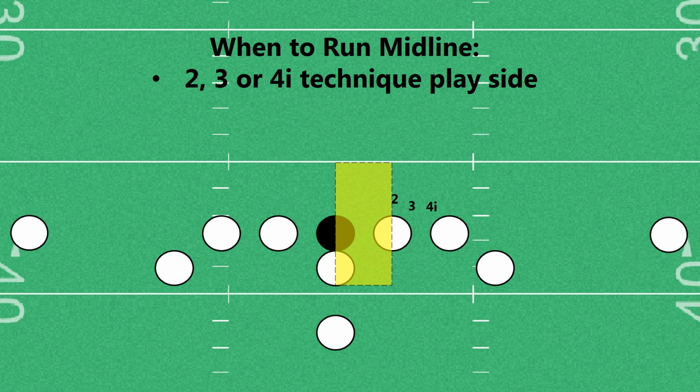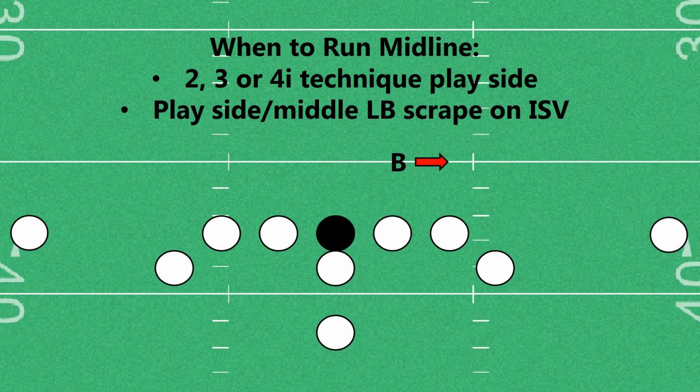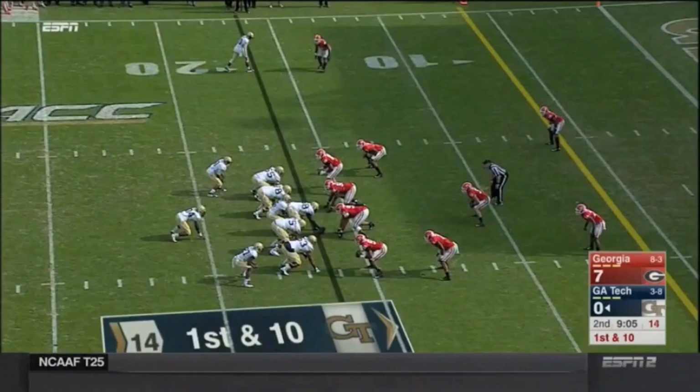Or another time you would want to call it is if the play side or middle linebacker is scraping hard on inside veer, causing that lane to open up even further. So now let's take a look at what this play looks like in real life.